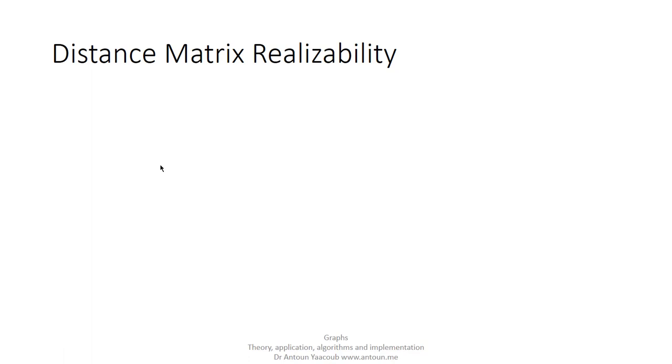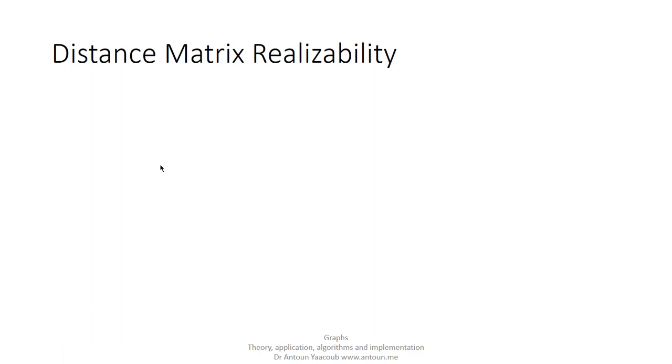So we move to distance matrix realizability. The question here is, whenever I give you a distance matrix, does it represent a graph? Is it possible that it represents a graph? An interesting but more difficult problem is: given a symmetric matrix D of non-negative integers with all zeros on the diagonal, is D the distance matrix of some graph?